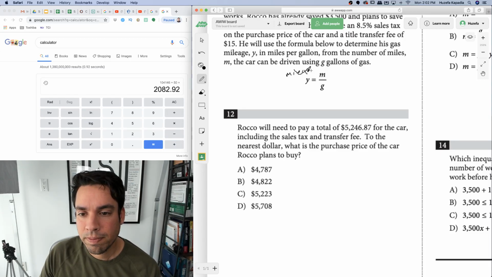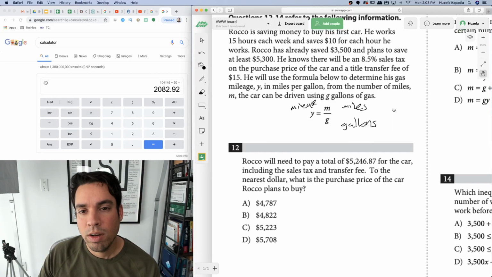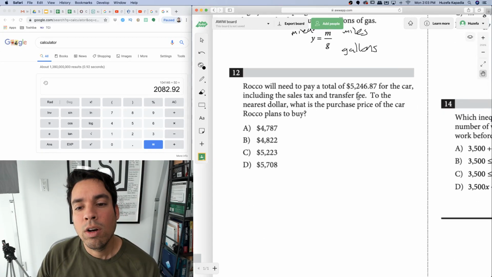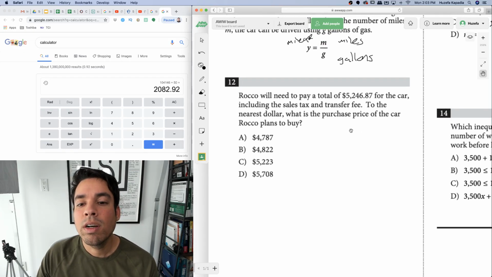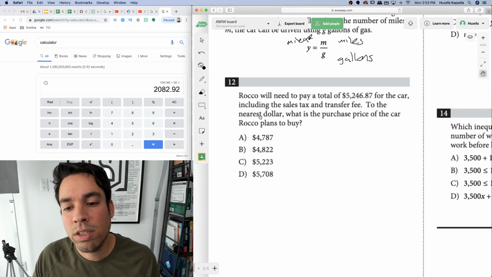Mileage, miles, and this is gallons. All right. But it's used for 3 questions. Rocco will need to pay a total of blank for the car, including sales tax and transfer fee. To the nearest dollar, what is the purchase price of the car?